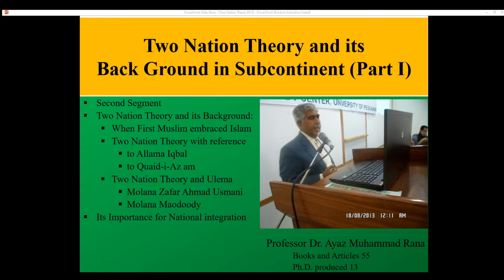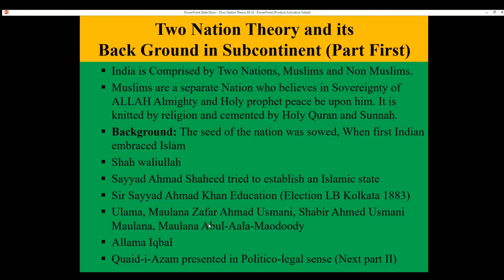So, two-nation theory. India is comprised of two nations. It is a concept of the Muslims. It was a concept of the Muslim leadership who was fighting for a separate state in the subcontinent. India is comprised of two nations, Muslims and non-Muslims.